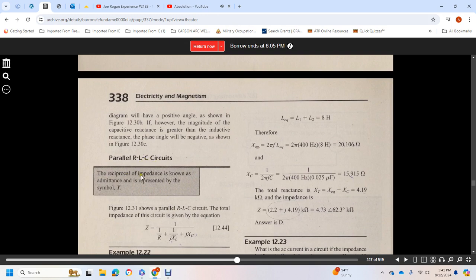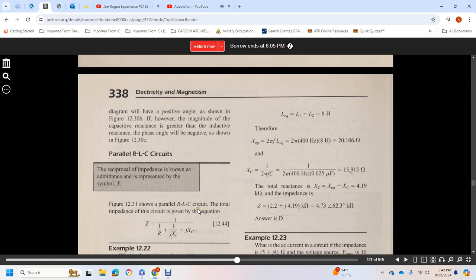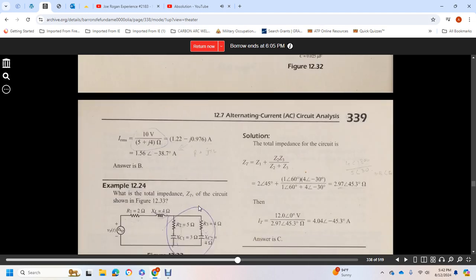For the parallel RLC circuit, the reciprocal of impedance is known as the admittance, represented by the symbol Y. The total admittance of the RLC circuit is given in the equation. And then come the examples and solutions.